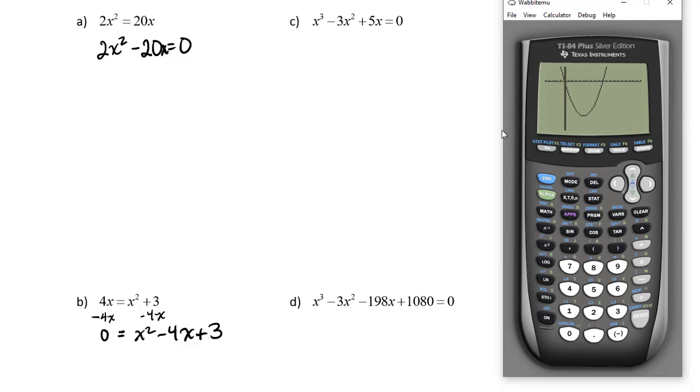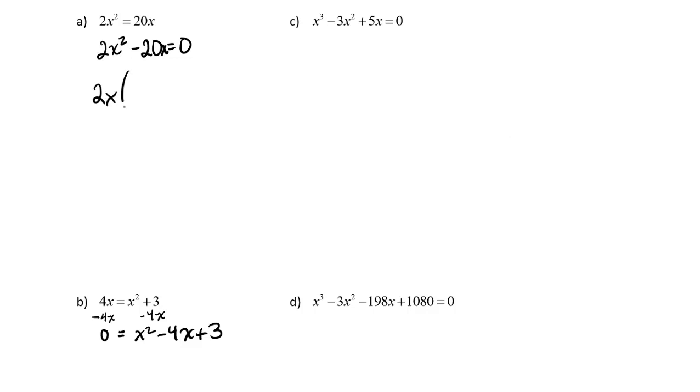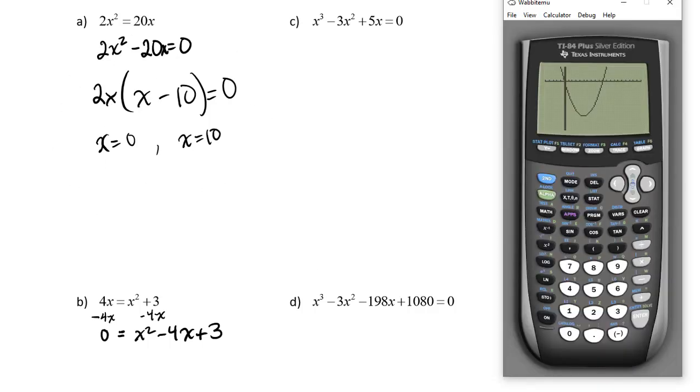Well, I could do that over here on the equation. I could have factored out a 2x, and I could see that it's x minus 10 equals 0. So I know that my solutions are x equals 0 and x equals 10. Sometimes this process is faster, and in this case it would be, but for the process of showing the steps on a simpler question, I'm going to show you how you can find the zeros of this polynomial.